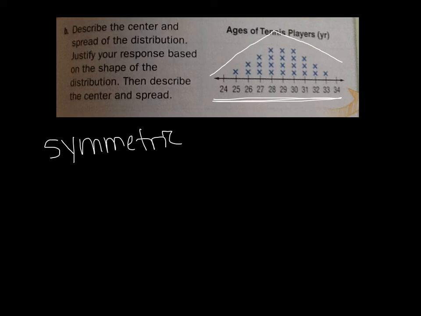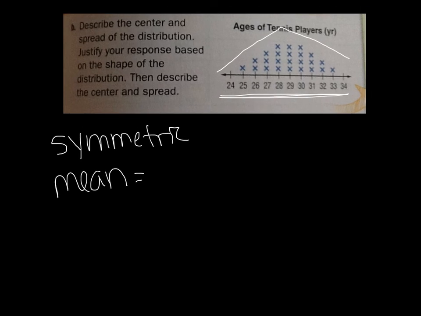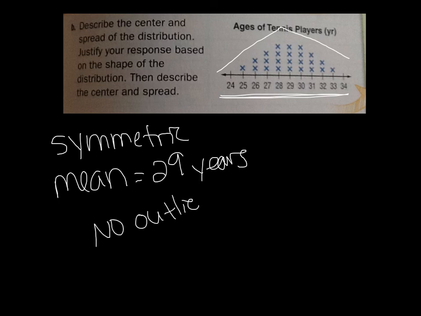Then, describing the center means that if I look for the mean, my mean is directly in the center. So my mean would be 29 years. Also, if I continue to look at this graph, like I said, I can show that there are no outliers. So the mean would be good to use. And that is exactly what they're looking for when they're talking about the spread and the distribution, that it is symmetric. And describing the center means that the mean would be the best.